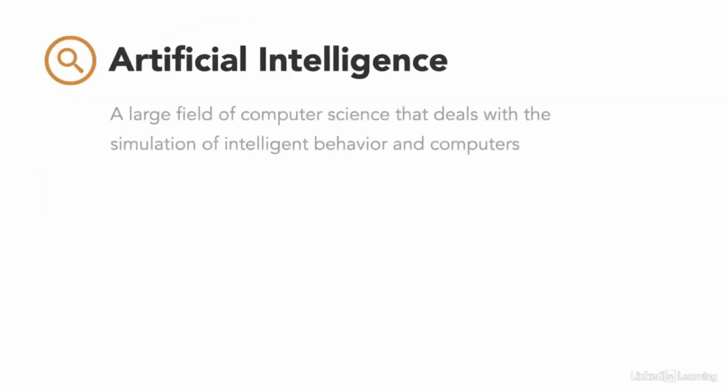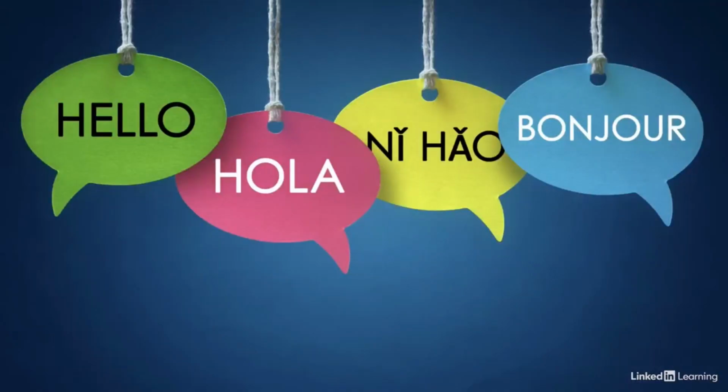Artificial intelligence is a large field in computer science that deals with the simulation of intelligent behavior in computers. This includes behaviors such as visual perception, speech recognition, decision making, and translation between languages.